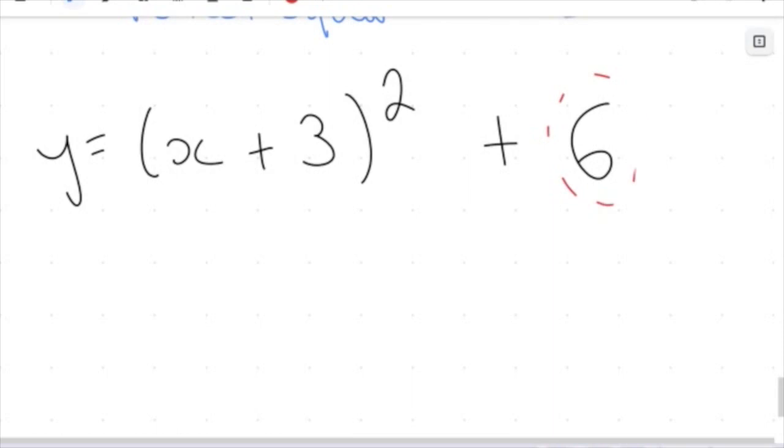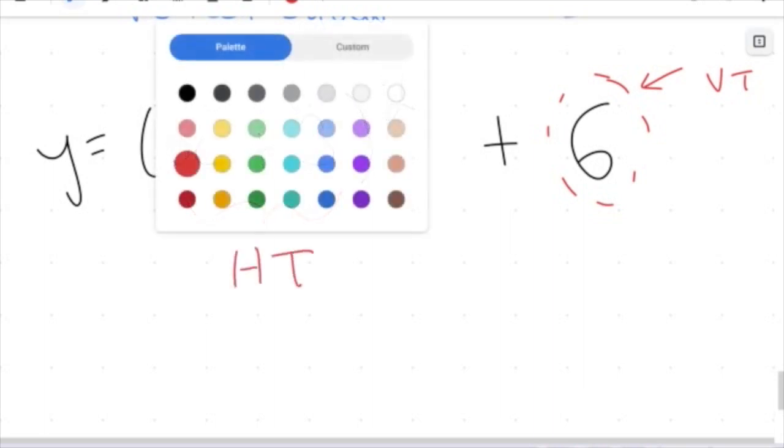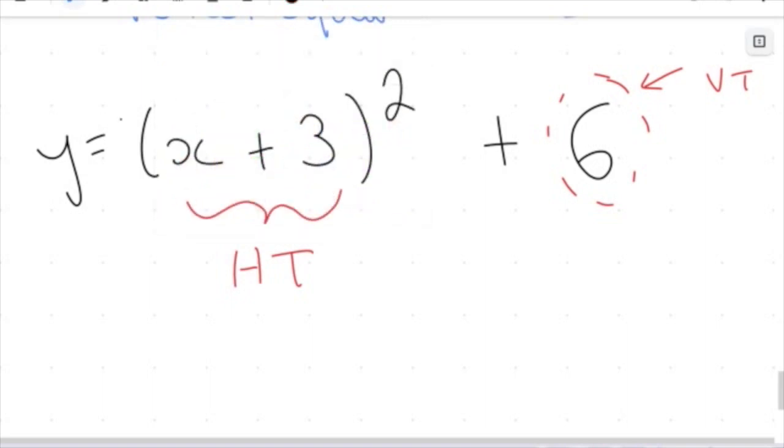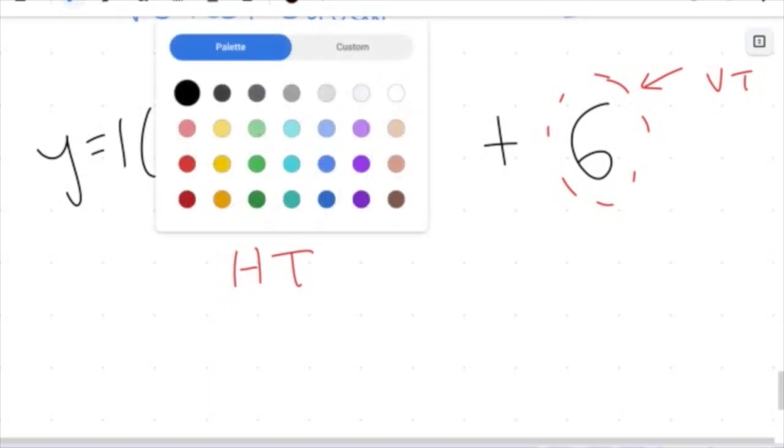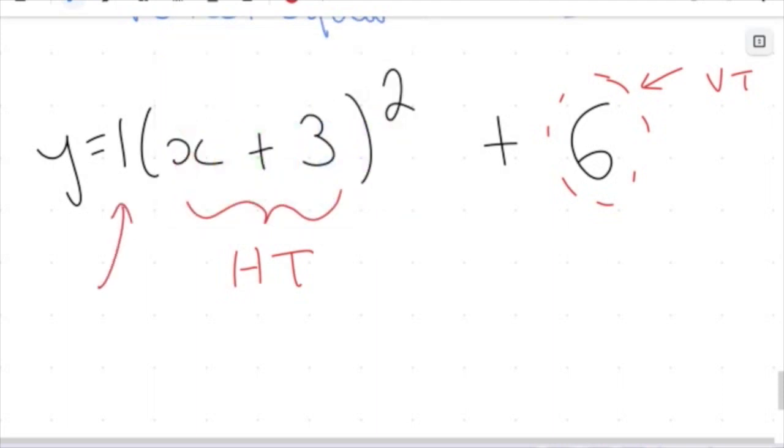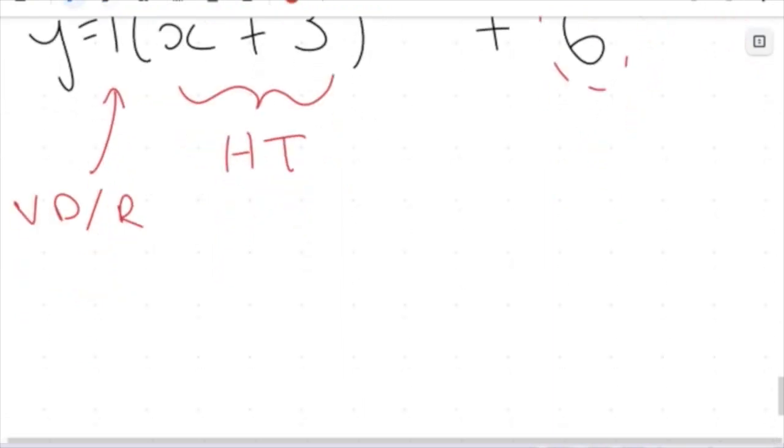So now we have all the important elements again. We have my vertical translation. We have my horizontal translation. And we have, remember when there's nothing here in front, we can just think of that as a 1. So this gives me my vertical dilation and whether it's being reflected or not. So this is just a regular parabola. There's no actual dilation happening because it's just a factor of 1. And this is positive, so that means it is a concave up parabola.